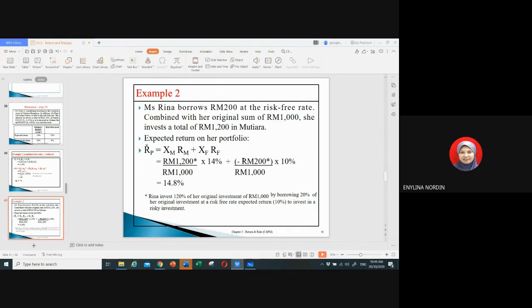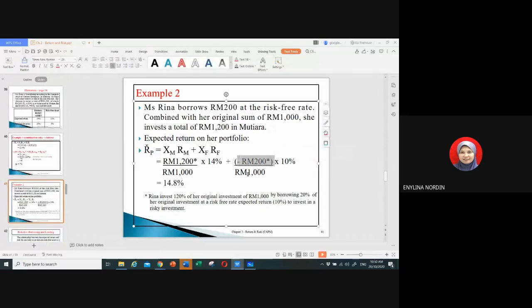You are not investing in the risk-free asset, you are actually borrowing. You are actually borrowing from the company or maybe from the bank, at the risk-free rate which is 10%. And that's why it becomes negative. The amount you borrow divided by the amount you have, and multiply by 100, therefore the expected return of the portfolio becomes 14.8%.